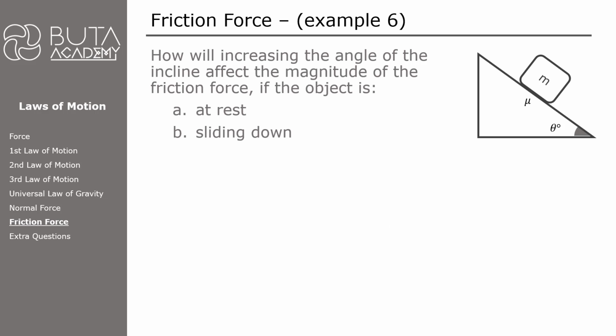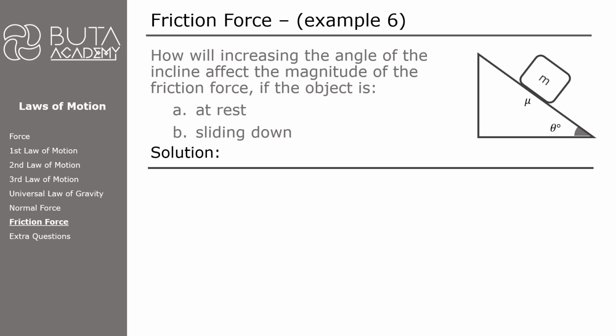In the last example, the object is on an inclined plane with a rough surface. We have to find out how the magnitude of friction force will change while the object is at rest or while it is sliding down if we increase the angle of incline.